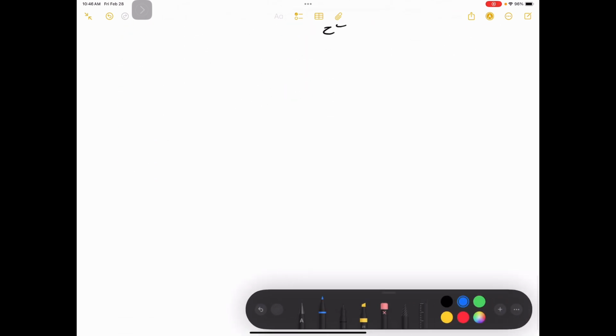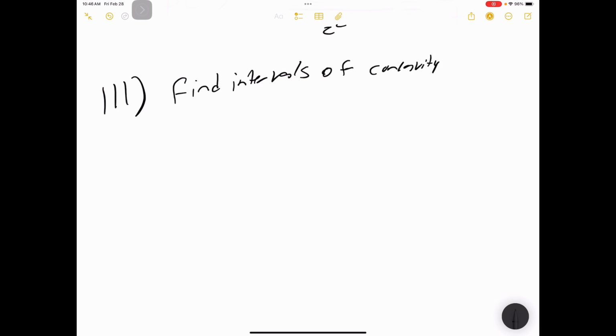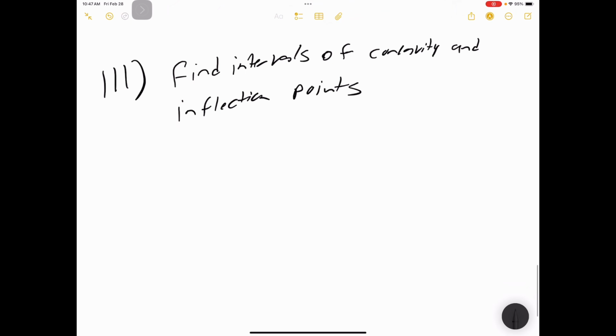Okay, let's move on to item number 3, which is finding intervals of concavity and inflection points. We're going to find intervals of concavity and inflection. And to look at concavity, we're going to need to look at the second derivative. So let's go to the first derivative.